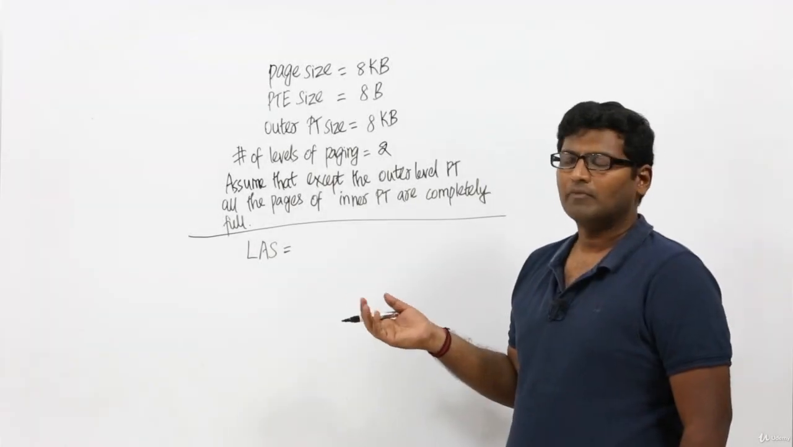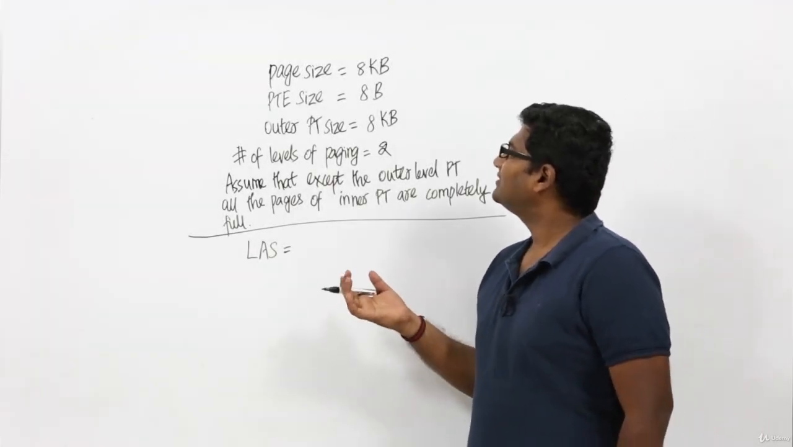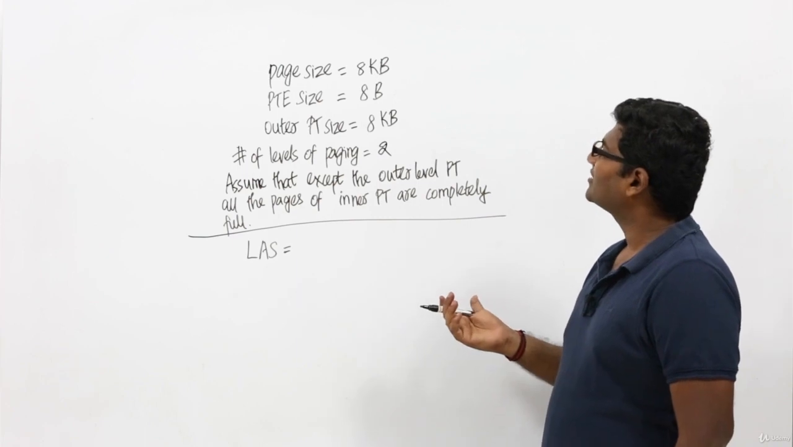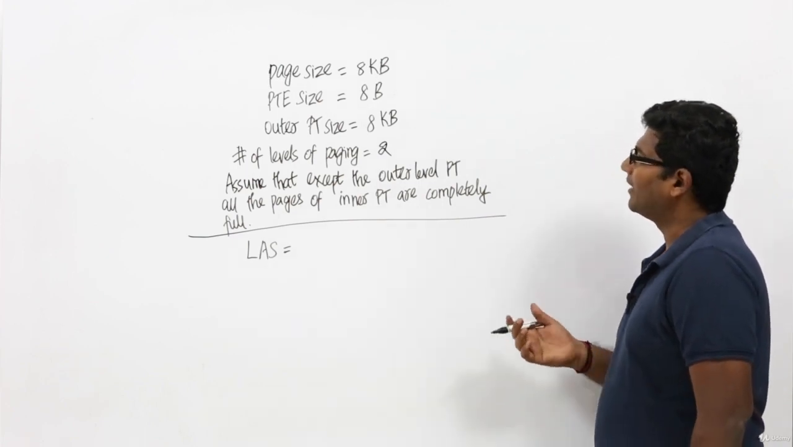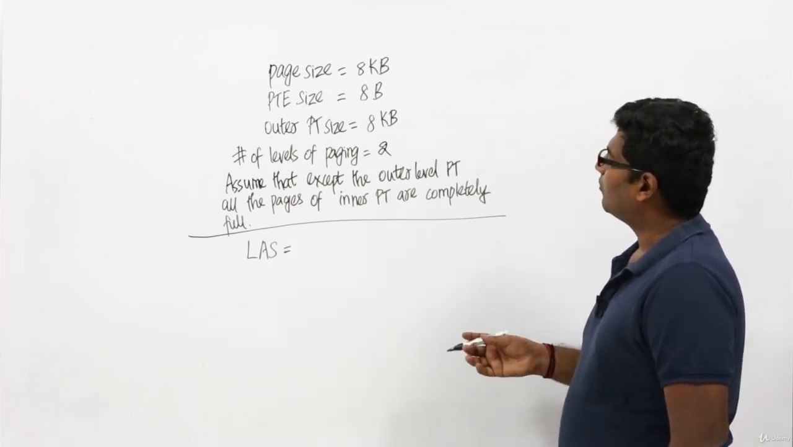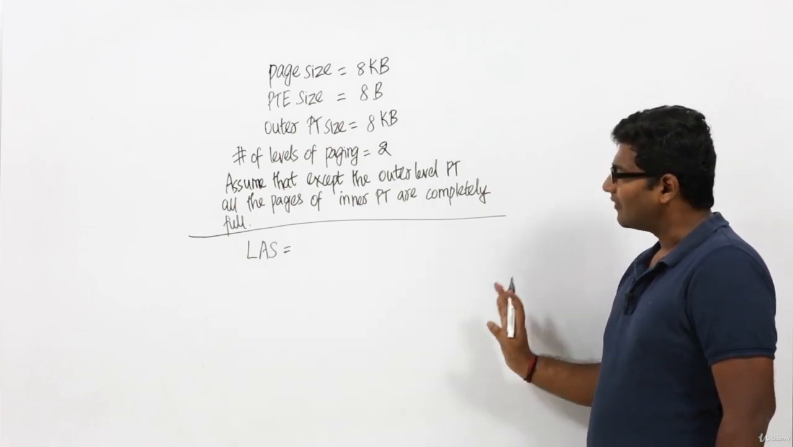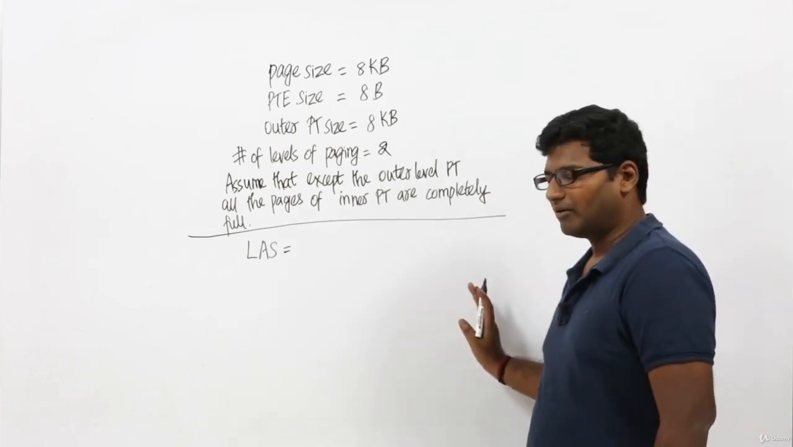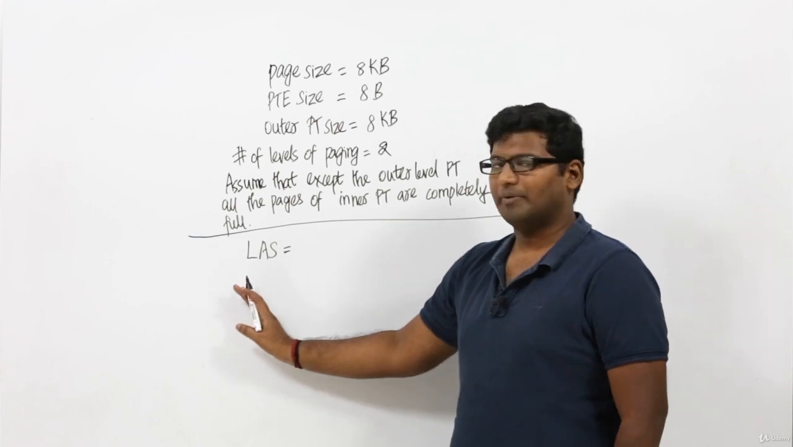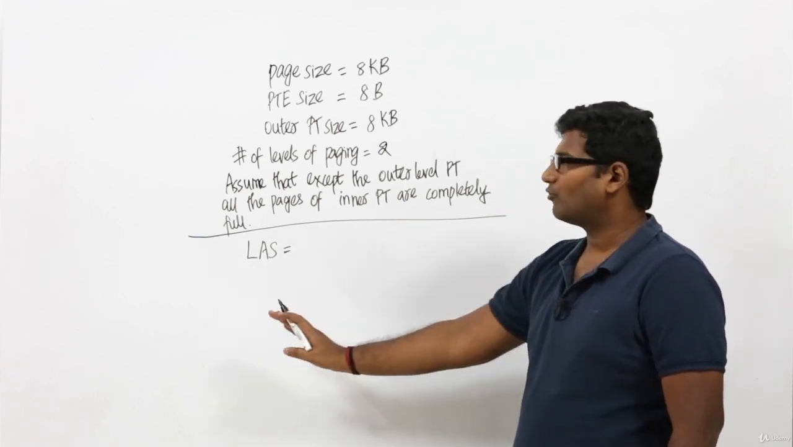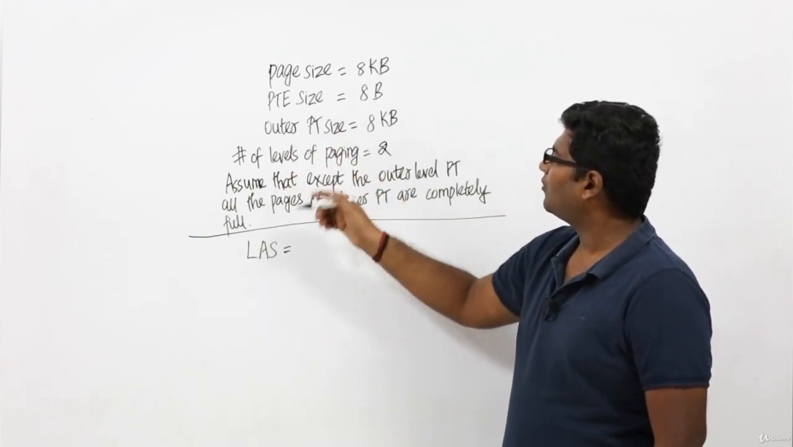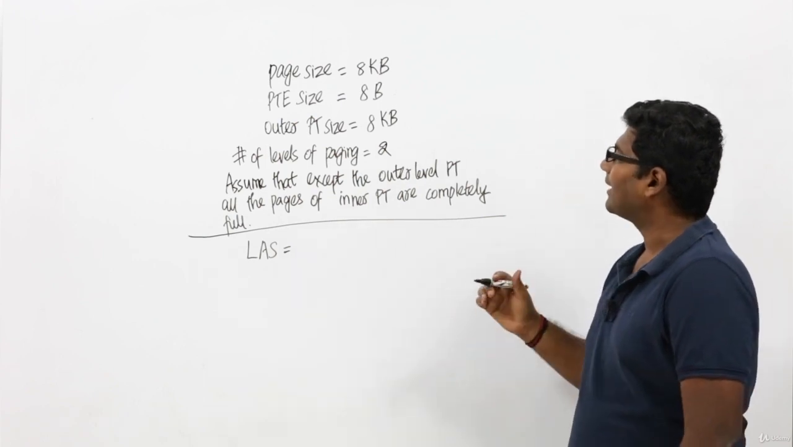Let's solve this problem. They have given that page size equal to 8 KB, page table entry size is equal to 8 bytes, and outer page table, see what do they mean by outer page table? The last level page table, right? The first level page table, second level page table, and the last level page table. That is what we have been doing so far. And they are saying the outer page table size equal to 8 KB.